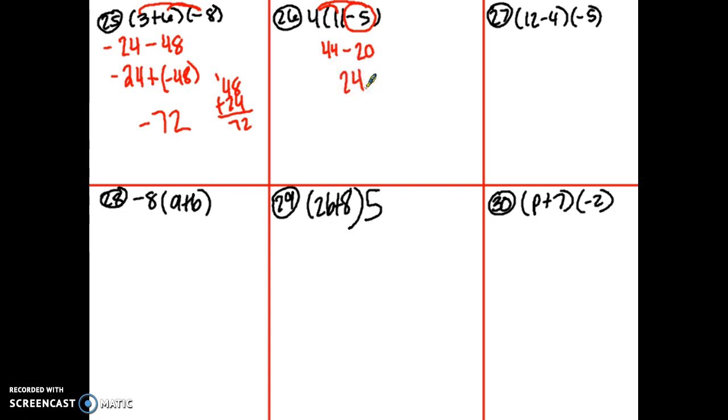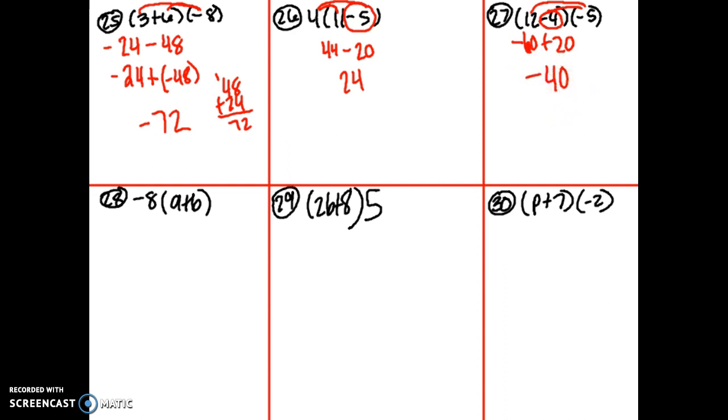For 27, we have the number at the end. Negative 5 times 12 is negative 60. Negative 5 times negative 4 is positive 20. My signs are different, so I subtract. 60 minus 20 is 40, and my bigger number is negative, so my answer is negative.